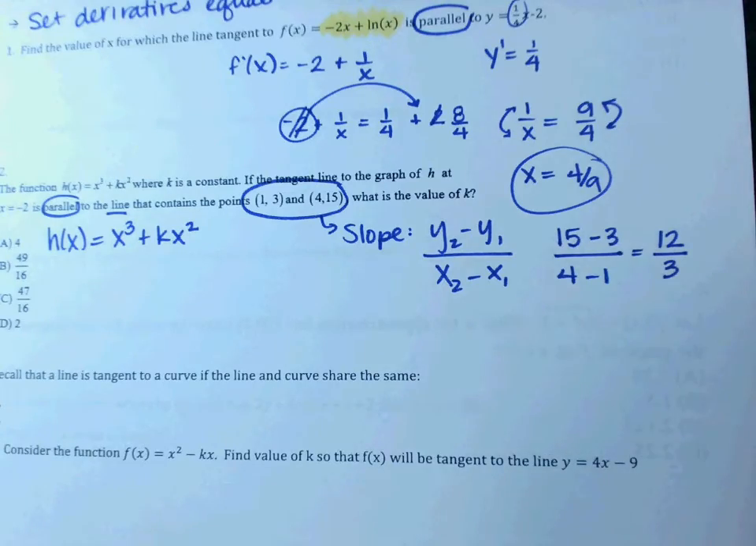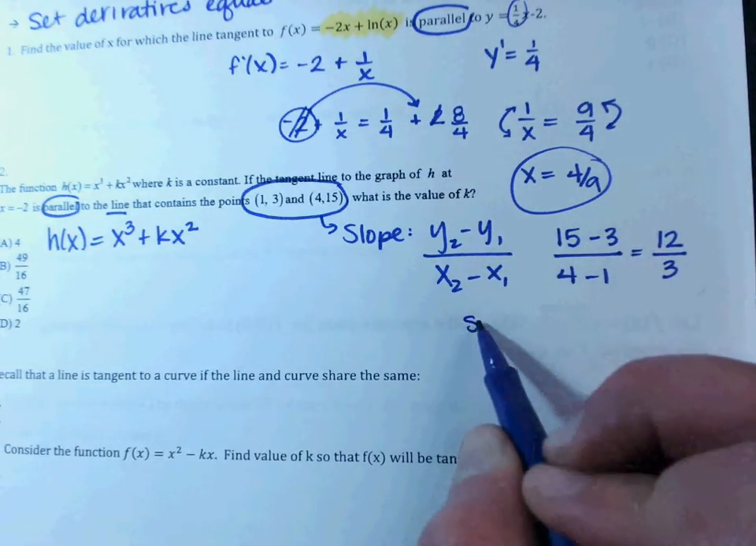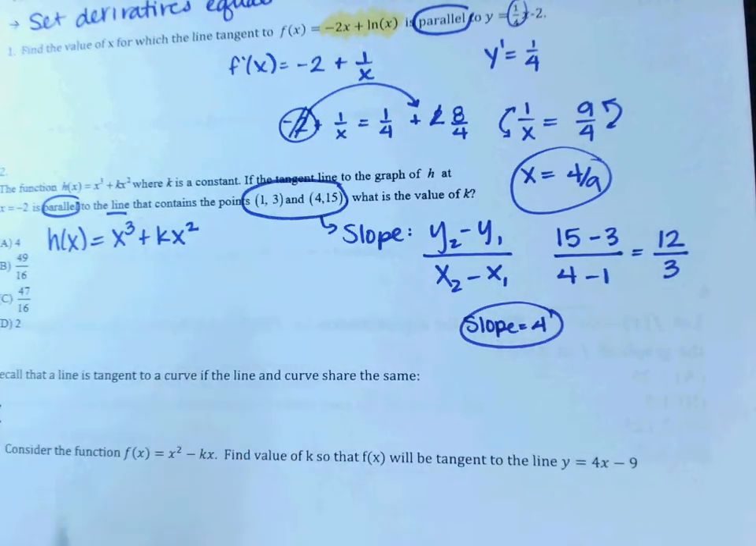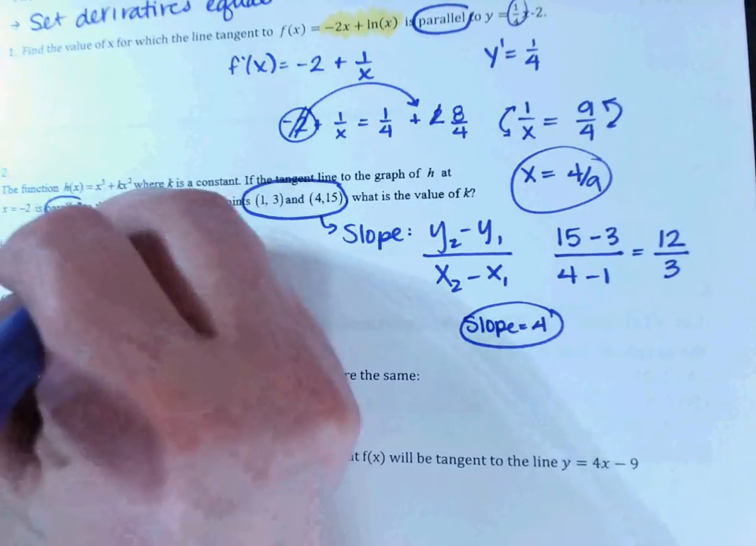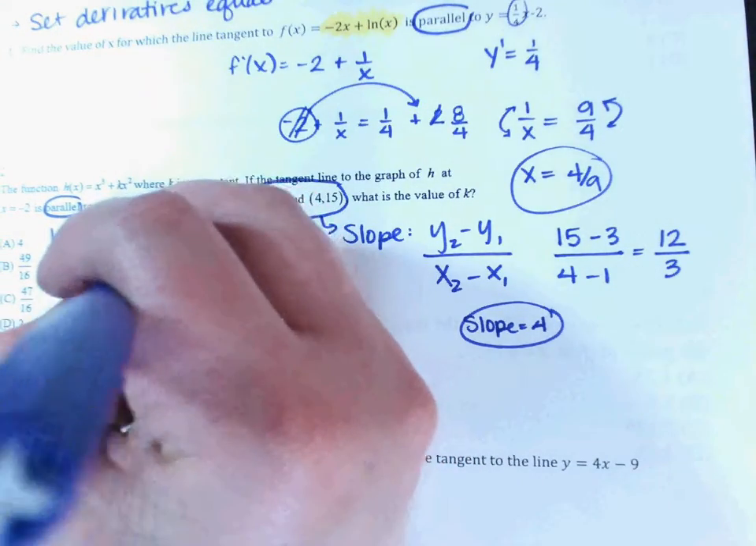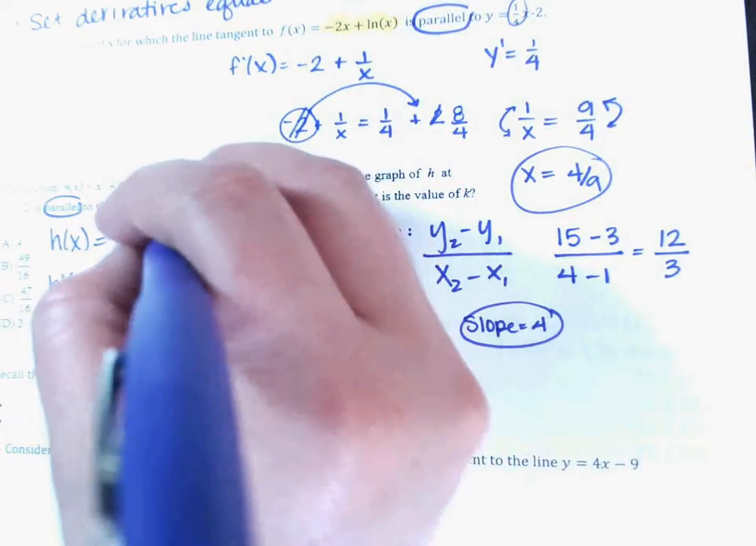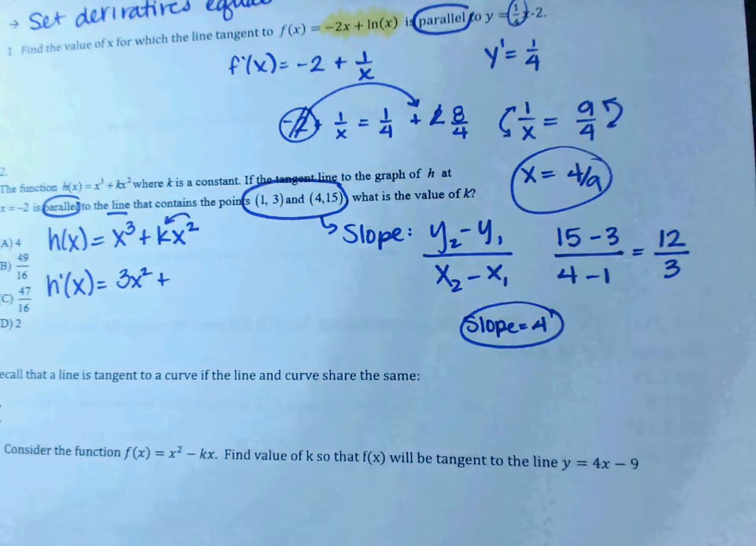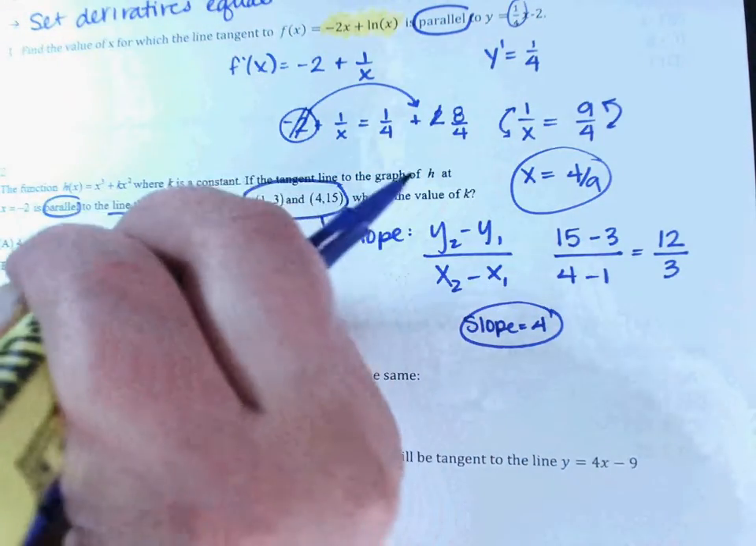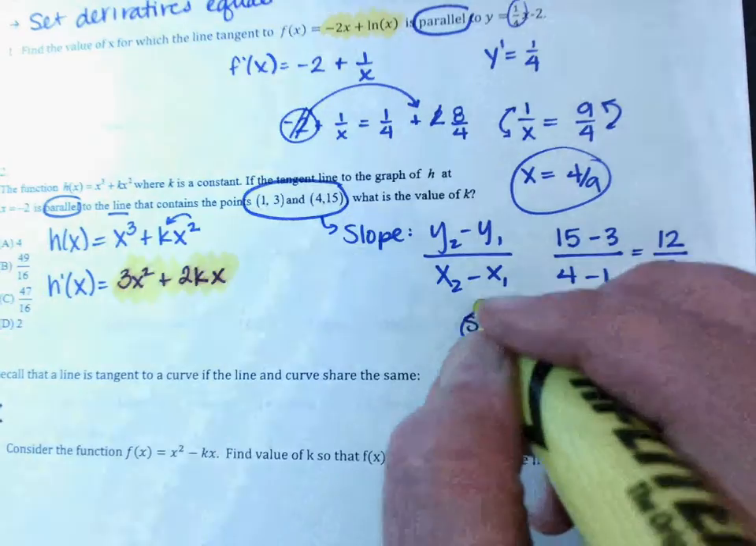Okay, so now think about if the slope between my points is 4, so I'll put slope equals 4, and I know that this has to be parallel, then what am I going to do with my equation? Take the derivative, set it equal to 4. What is h prime of x for that function? 3x squared plus... Multiply the 2 down, now it's a what? 2k. 2kx. And then remember, I want this slope equation to be equal to 4.